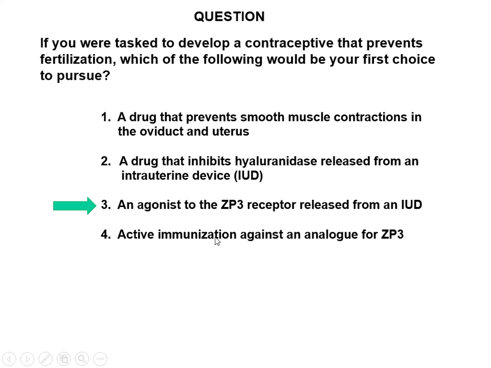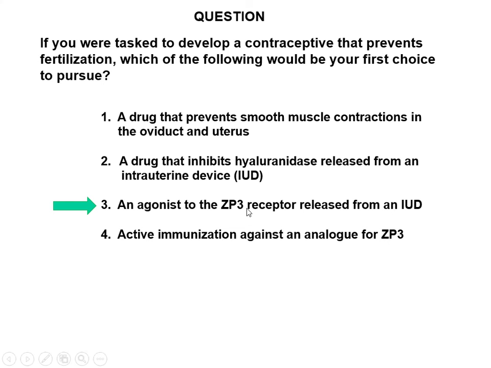And finally, this could theoretically work, but you never want to actively immunize anybody with a protein that's natural to their own body, because if you get antibodies to a ZP3 protein, it could well attack the ovum, all the ova that are in the ovary, and produce permanent infertility.